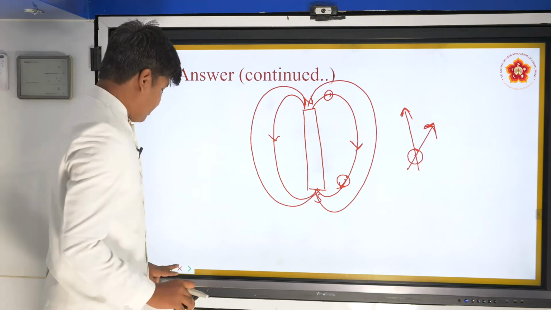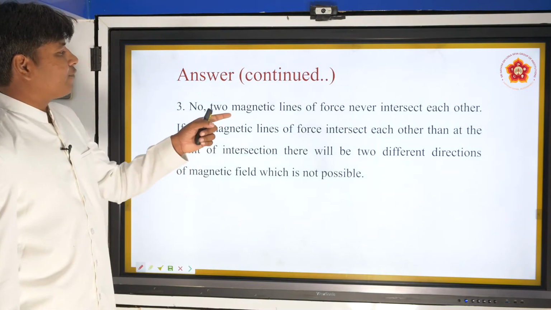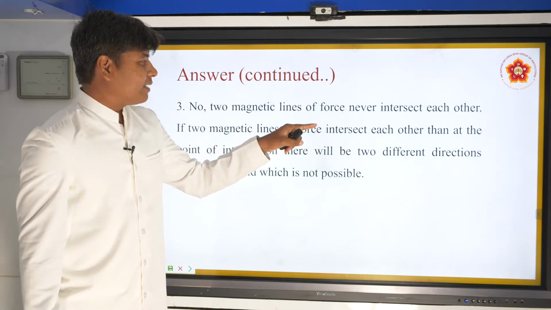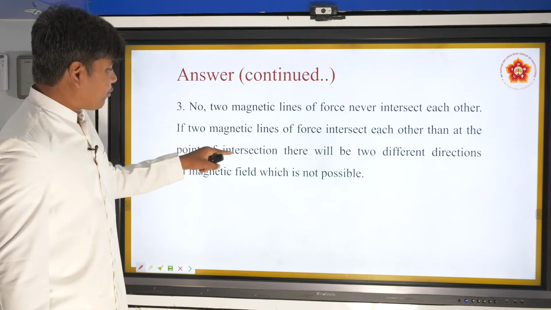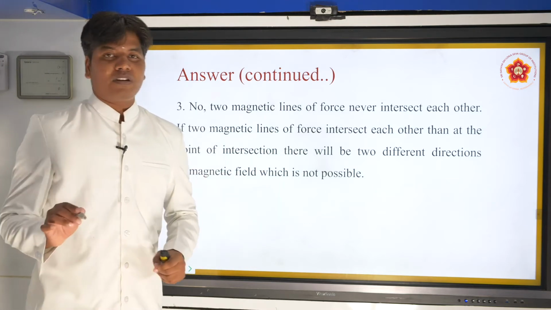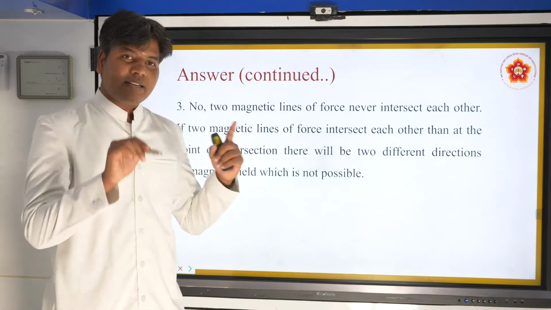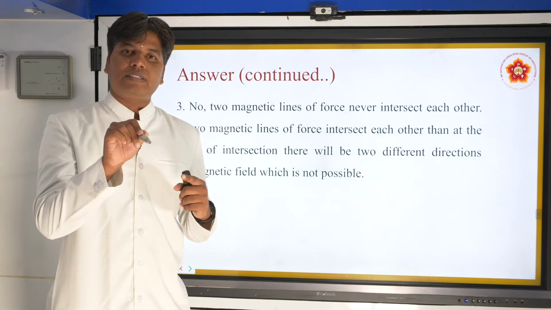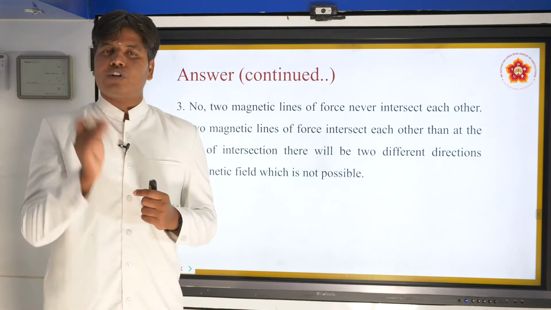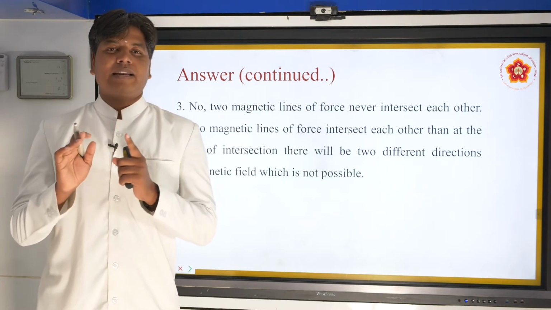Alright, so this is what we have answered here. Two magnetic field lines of force never intersect. If two magnetic field lines of force intersected each other, then at the point of intersection there would be two different directions of the magnetic field, which is not possible. It is not possible to have two magnetic field lines at the same point. You saw at the intersection point, if you put a magnetic compass, it shows you two different field lines. One is telling this side is the north pole, one is telling this side is the north pole. That is not possible. So we don't have any intersection of magnetic field lines.